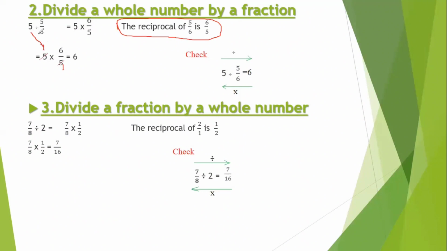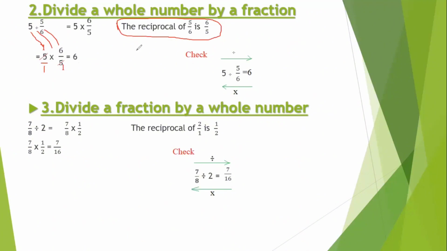Keep, change, flip. So 5, then times, then instead of 5/6, I will write it 6/5. Now let's simplify. I can write 5 as a fraction. Divided 5 equal 1, divided by 5 equal 1. Now multiply numerators. 1 times 6, 6. Denominators, 1 times 1, 1. 6 out of 1 equals 6.